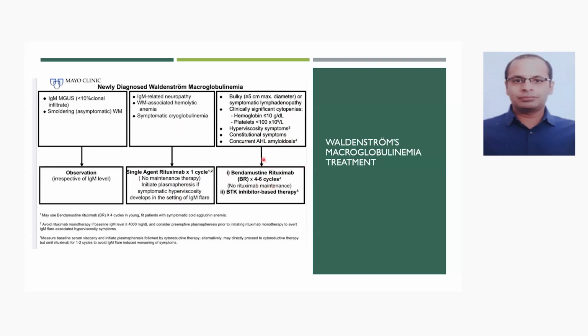Most commonly used agent is bendamustine rituximab. Just be sure that if the initial M-band level is very high, more than 4 gram per deciliter, there are chances of rituximab flare and exaggeration of symptoms with the first cycle of rituximab. In this scenario, what we commonly do is give bendamustine for the first cycle, let the M-band come down, and then give rituximab in the subsequent cycles. BTK inhibitors like ibrutinib and zanubrutinib are very tolerable and emerging therapies, and commonly used as second-line agents in Indian settings.